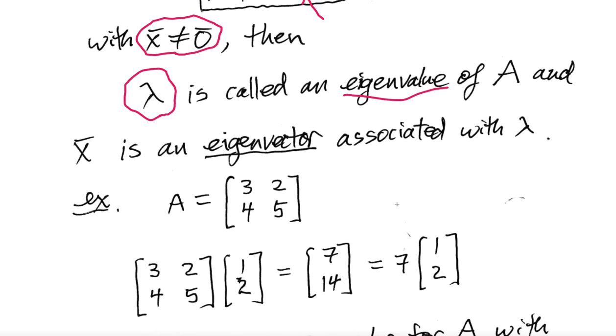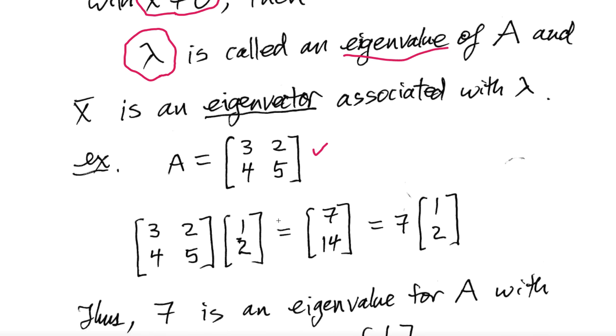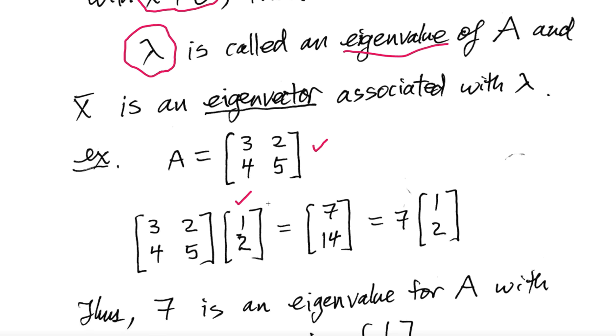Let's take a concrete example. Suppose A is the matrix with rows 3, 2 and 4, 5. Now I'm going to just pull this magically out of my hat: 3, 2, 4, 5 times this vector 1, 2. Let me show you. If I multiply 3, 2, 4, 5 times 1, 2, what I get is 3 times 1 plus 2 times 2, which gives me 7, and 4 plus 2 times 5, which is 14. Notice that's actually 7 times the vector 1, 2.